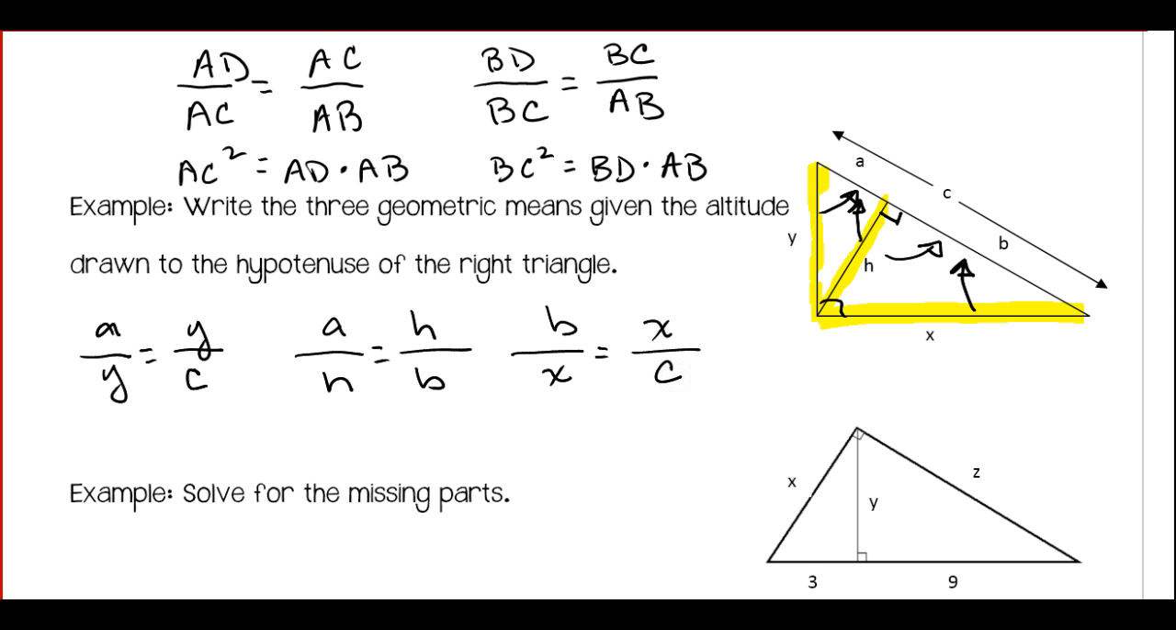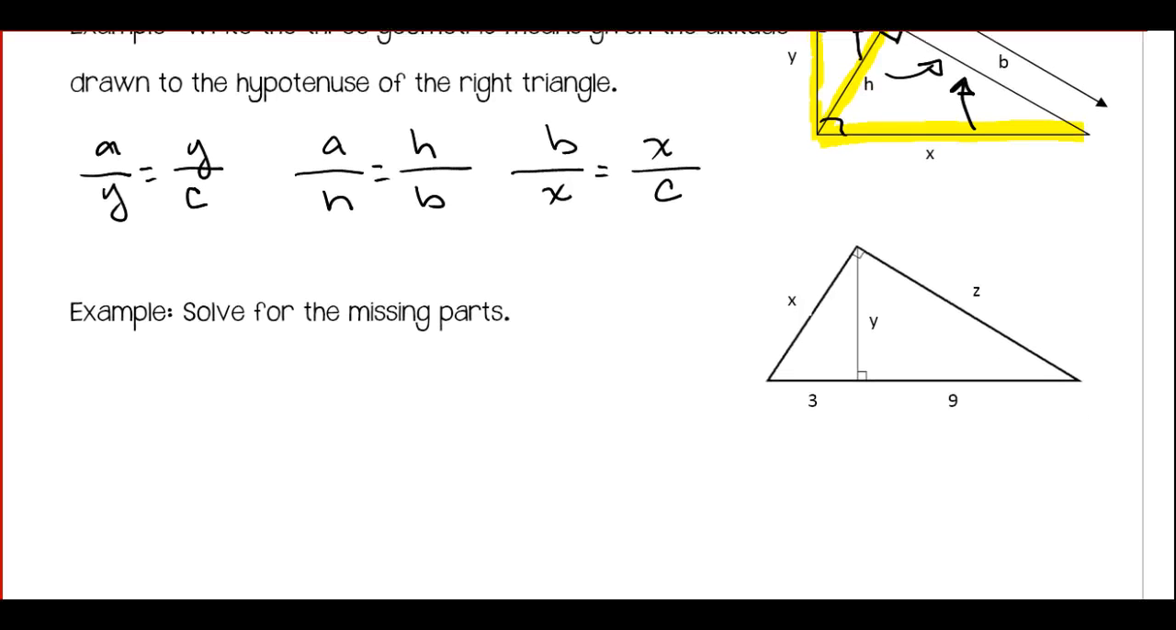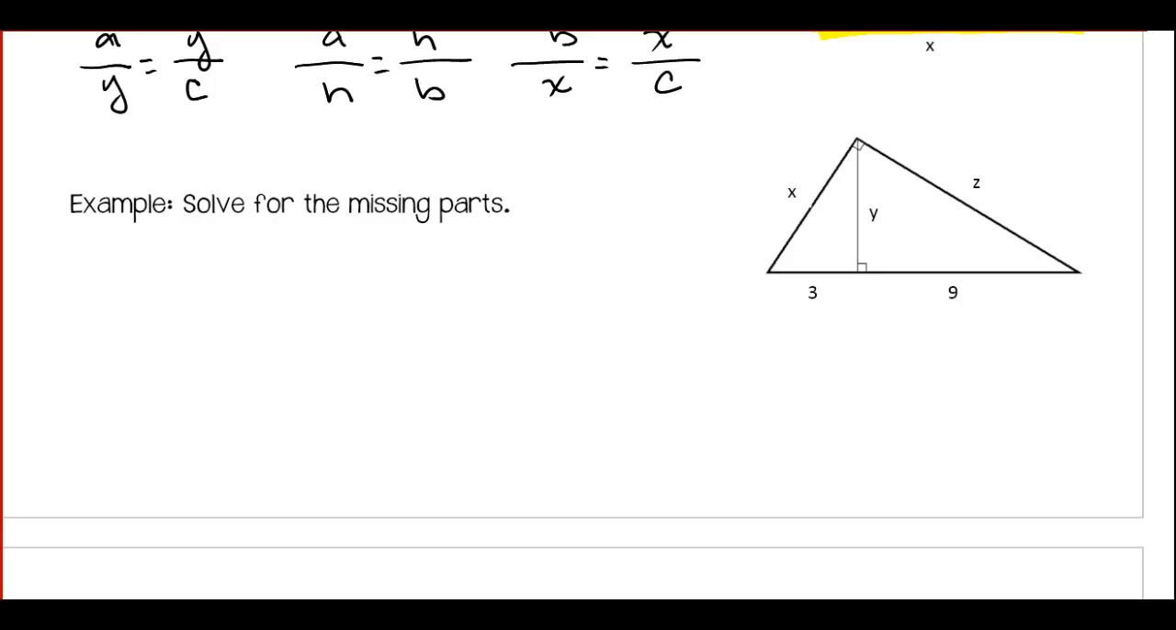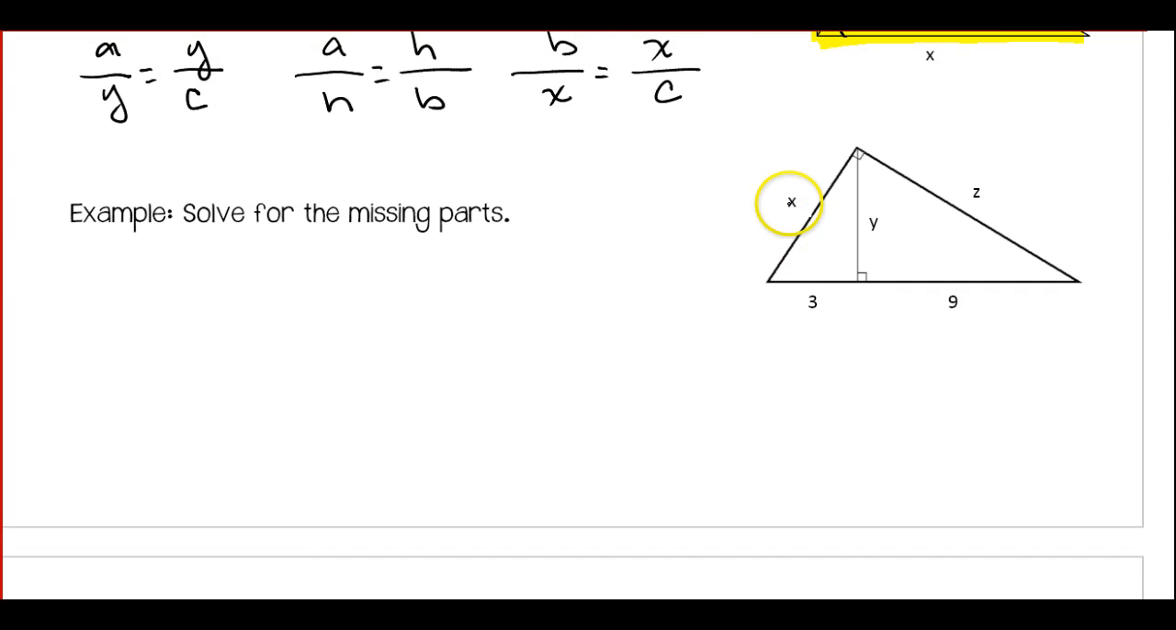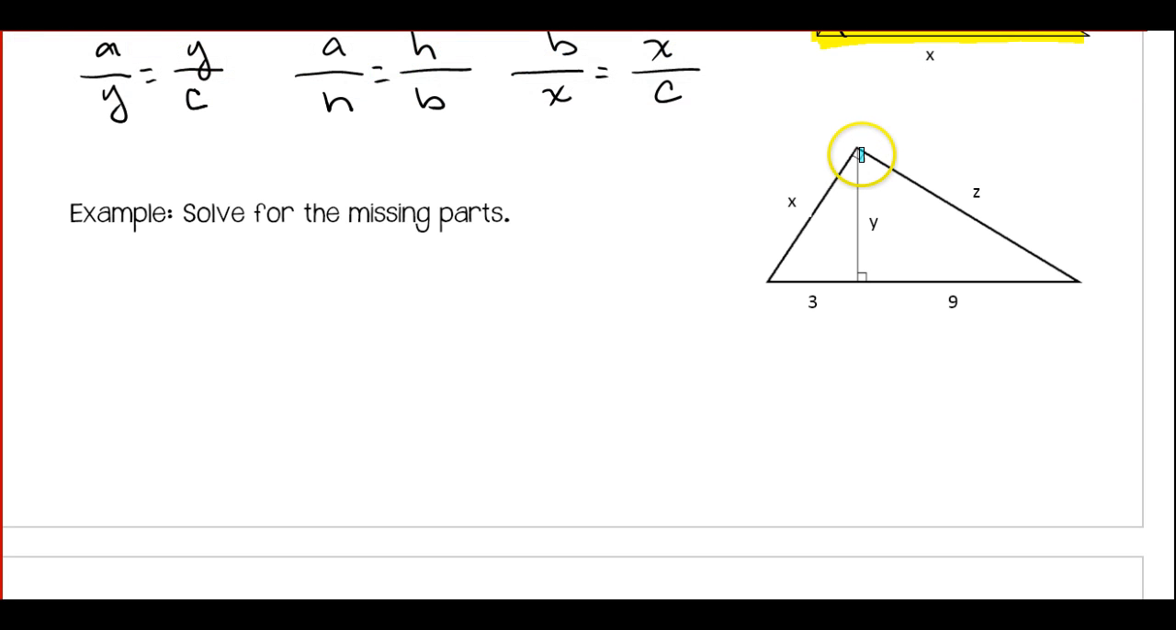So there's our three geometric means. Now let's go ahead and use this as an example to solve for some missing parts. So we can see here that we want to solve for the three pieces that would normally be the geometric means. I've got one leg, the second leg, and the altitude. These are going to be my geometric means.